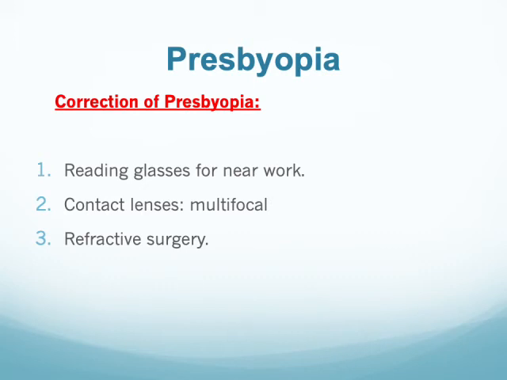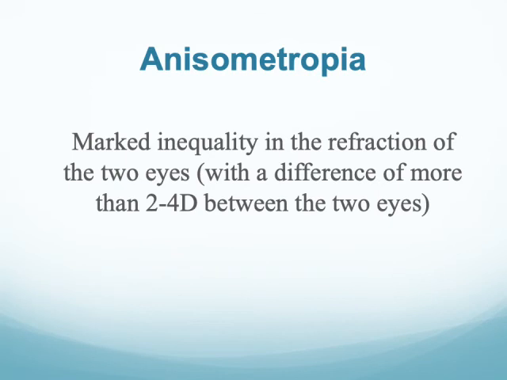Now we are moving to the second half of our lecture, which is anisometropia. Anisometropia is a difference in the refraction between both eyes. So this means marked inequality in the refraction of the two eyes, with a difference of more than 2 to 4 diopters between the two eyes. So if you have a difference between both eyes, this is called anisometropia.